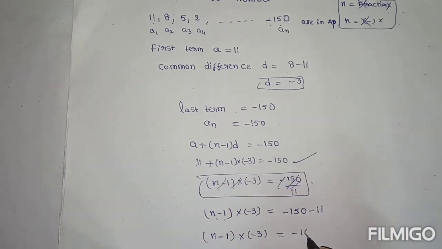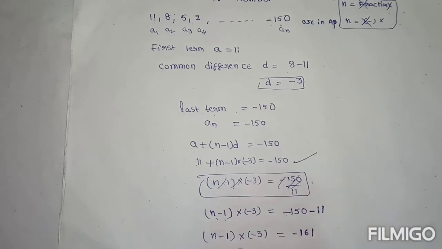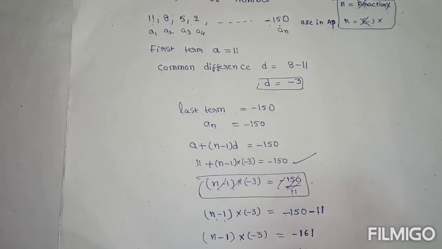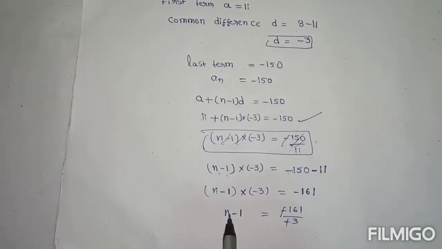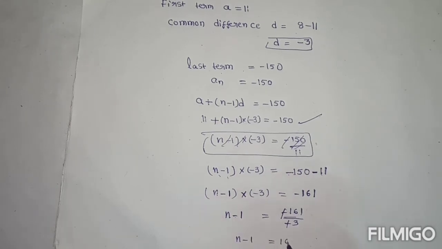Minus 161. Both are negative, so we add them: minus 150 minus 11, minus 161. So N minus 1, into is transposing, divided by minus 161 by minus 3. So N minus 1 is equal to 161 by minus 3. Minus minus cancel. So N minus 1 equal to 161 by 3.